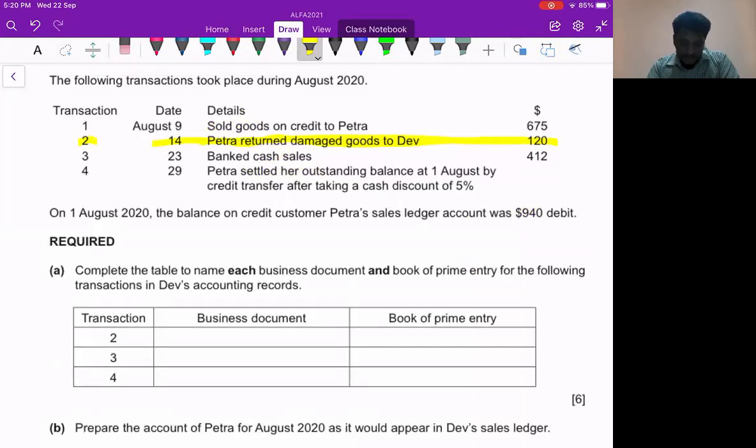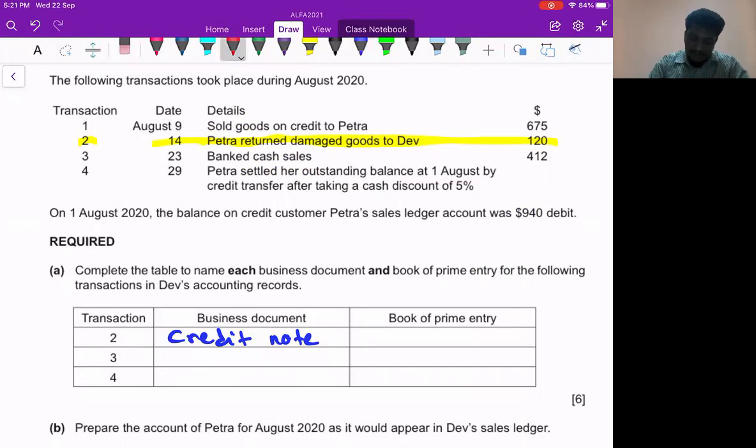So what business document will we use for this? Whenever we return goods, what document do we use? We will use a credit note. And then the book of prime entry.